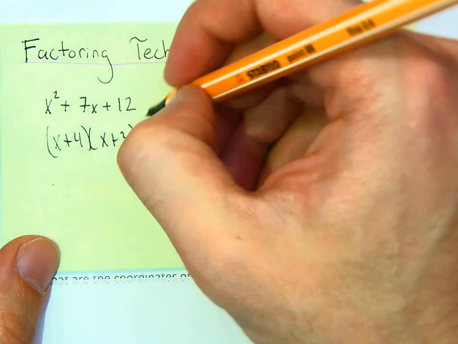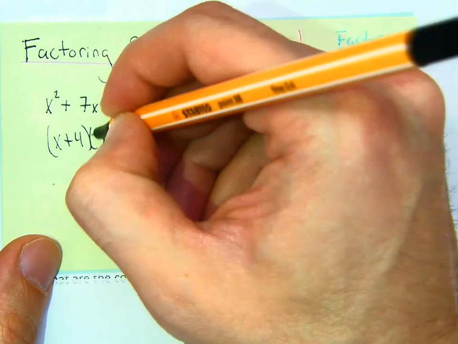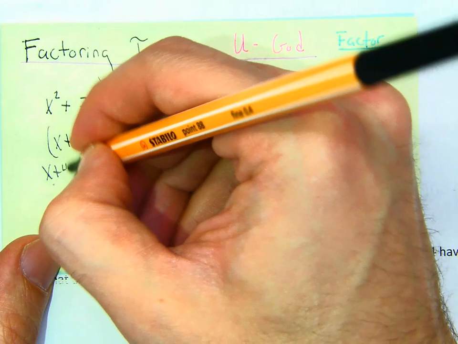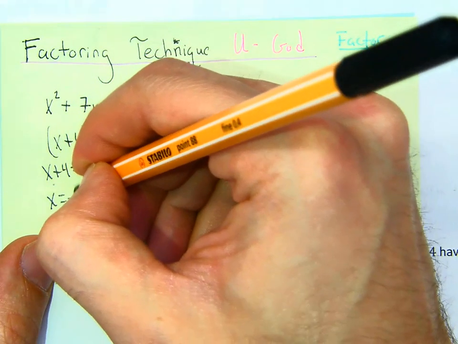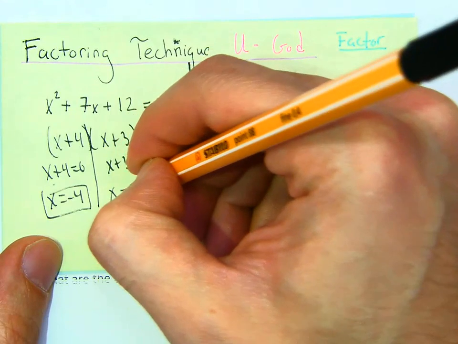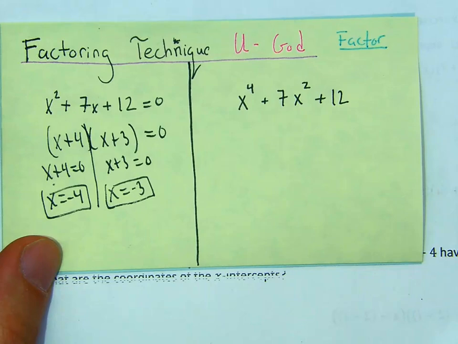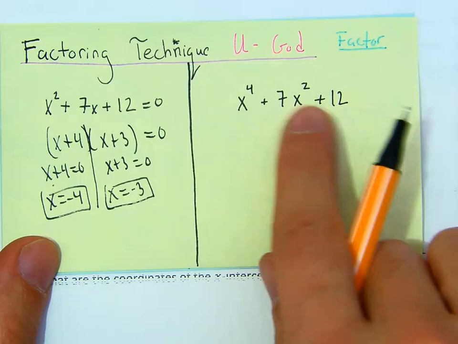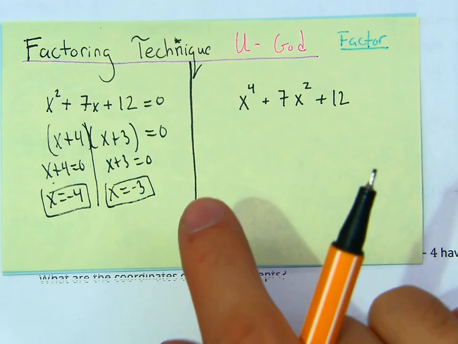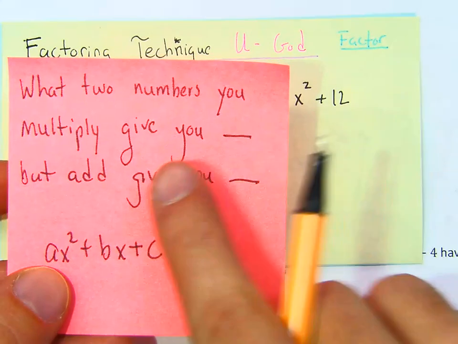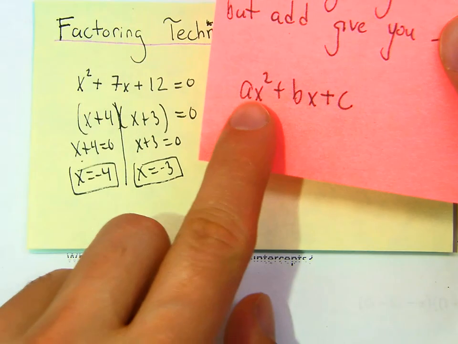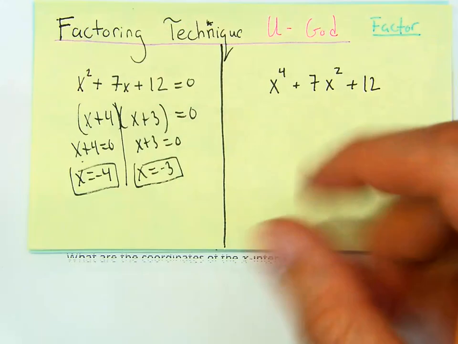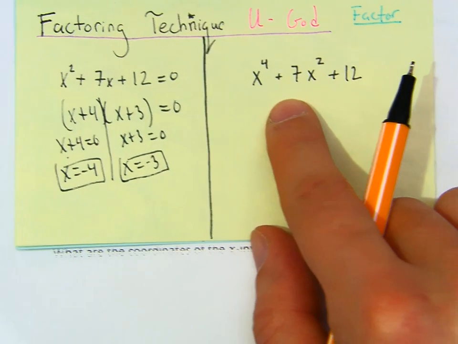And then what do you say? Or if this equals 0, then you say x plus 4 equals 0, x plus 3 equals 0, x equals negative 4, x equals negative 3. And that's it. But notice how these two are very similar, but you're not allowed to say this technique because you have an x to the fourth. When are you allowed to use this technique? Only if you have some ax squared. So then how do you use a UGOT technique here?